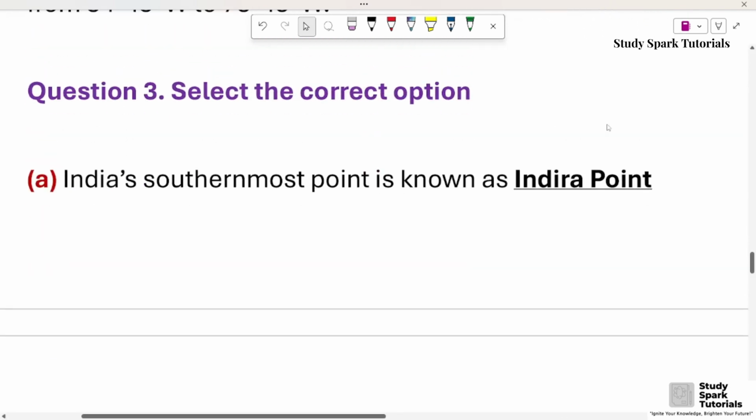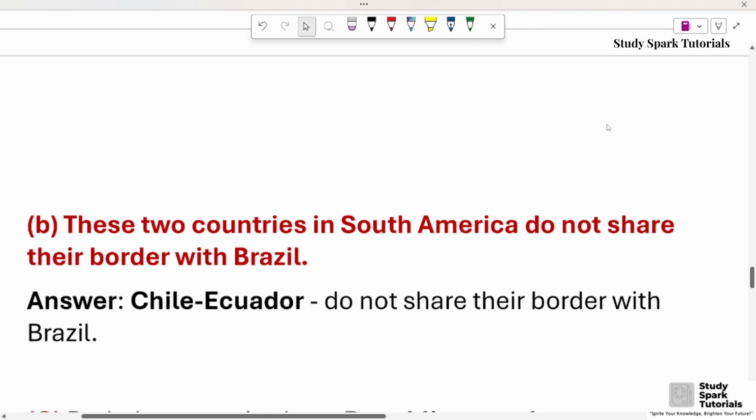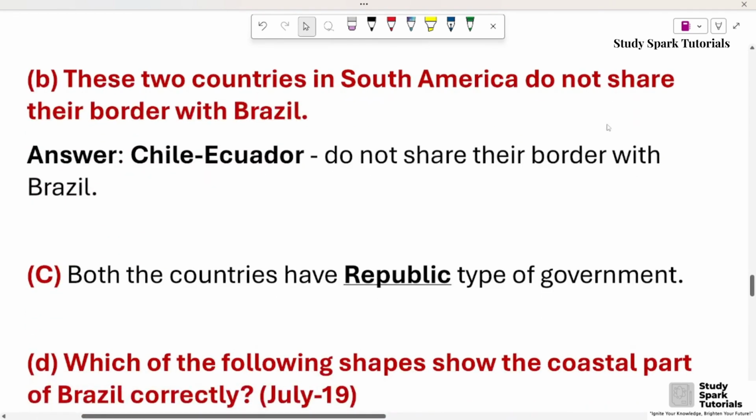Question number 3. Select the correct option. A, India's southernmost point is known as Indira Point. B, these two countries in South America do not share their border with Brazil. Answer, Chile, Ecuador do not share their border with Brazil. C, both the countries have republic type of government.